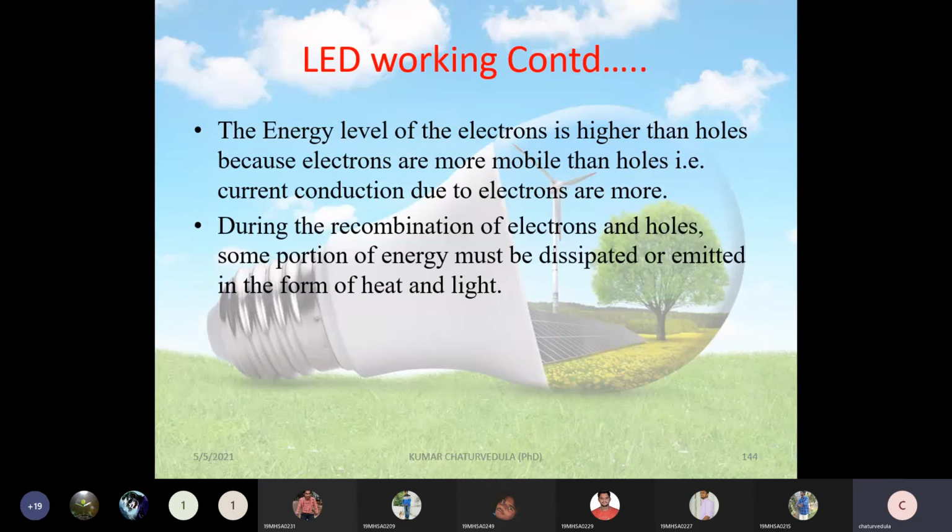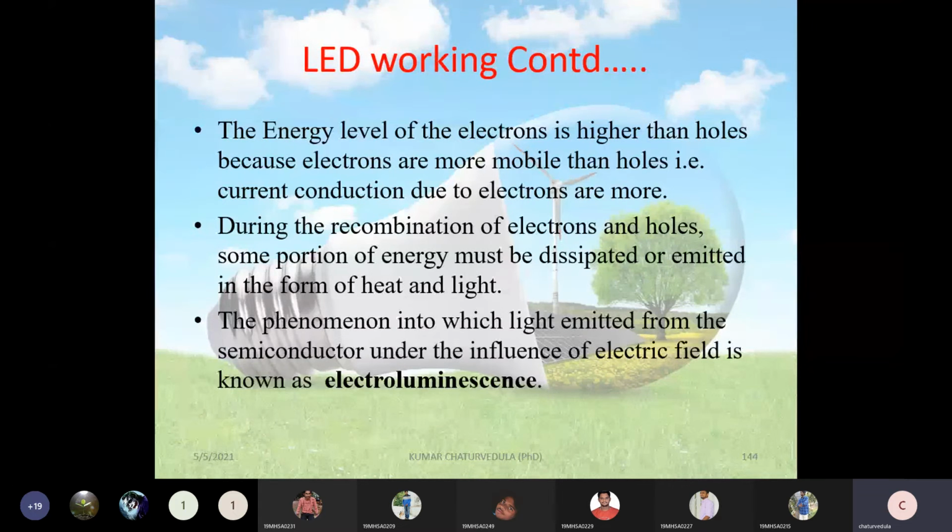So during this recombination of electrons and holes, some portion of energy is dissipated in the form of light and heat. We consider the light, which is called electroluminescence. The phenomenon in which light is emitted from the semiconducting material under the influence of an electric field is called electroluminescence. With this phenomenon, your LED light comes out.